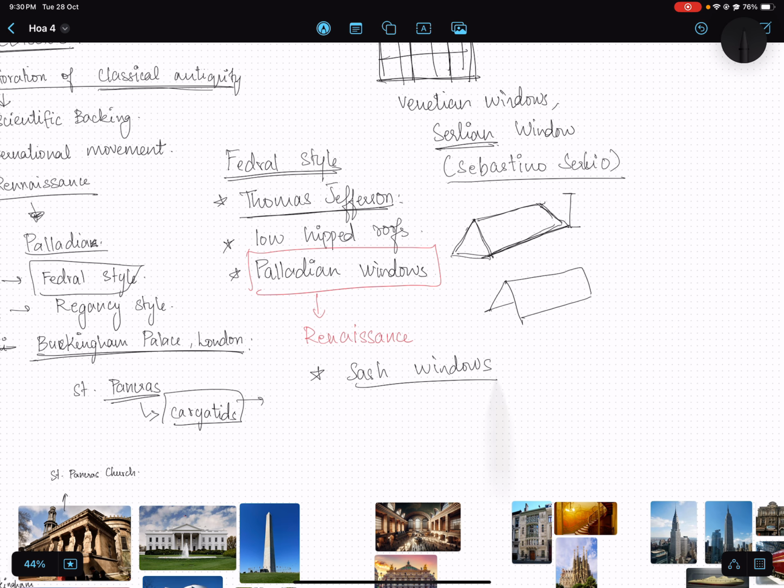Then another feature is sash windows, which is nothing but a vertically sliding window. So this is the window, they slide up and down. So that is your vertically sliding window called the sash window. And this was most commonly found in their Washington Square.